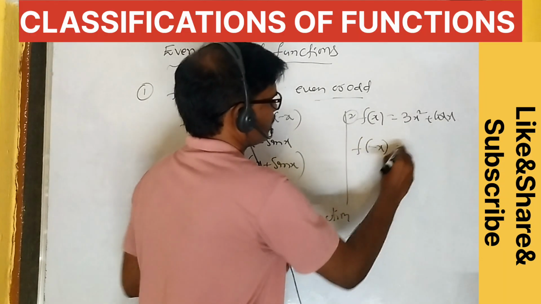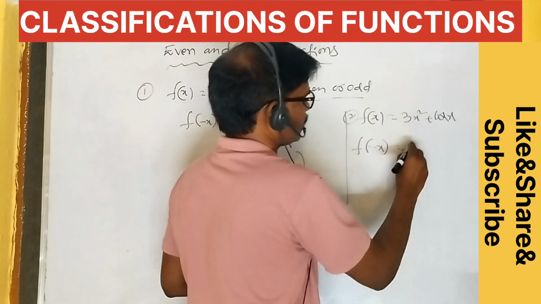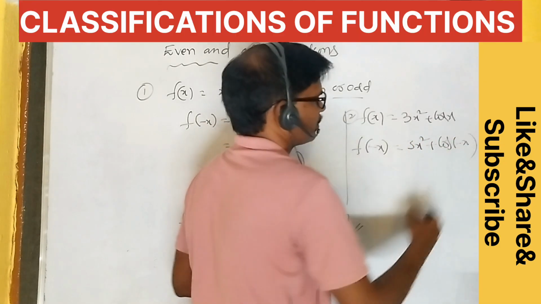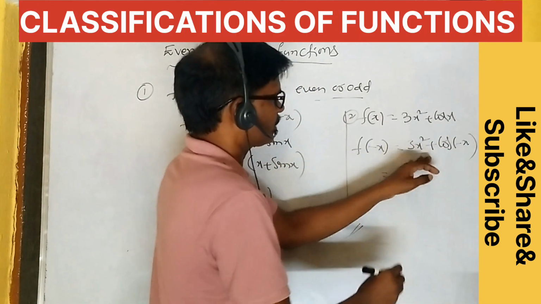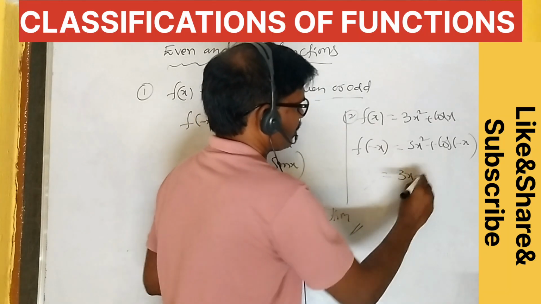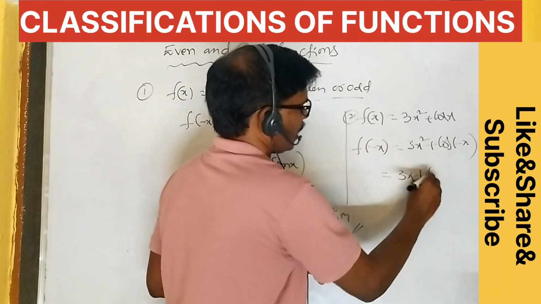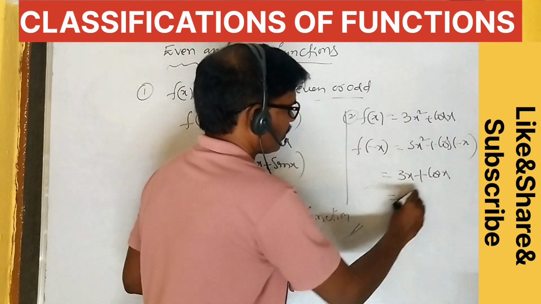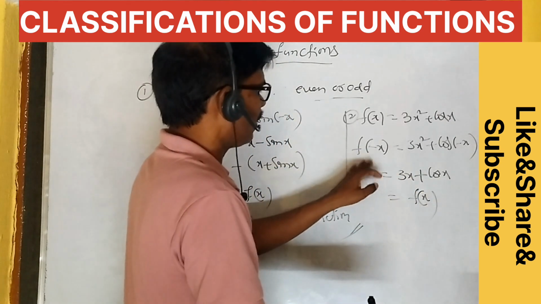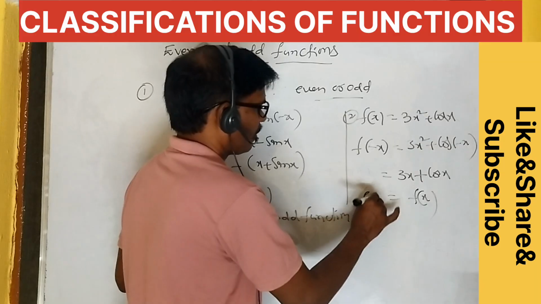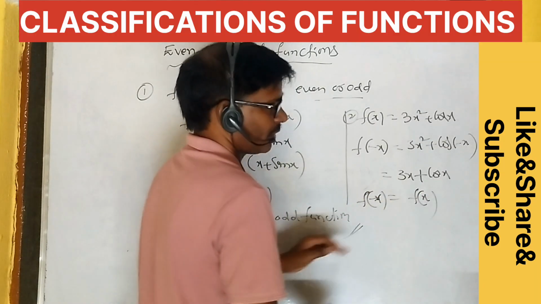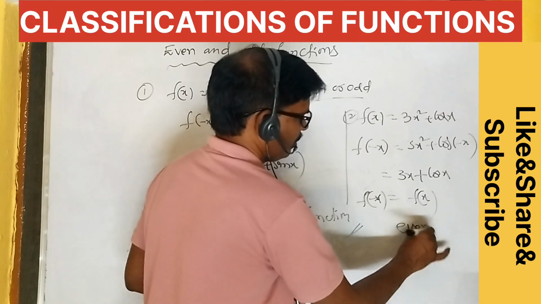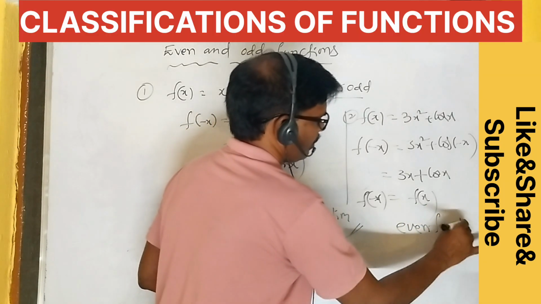f of minus x equals 3 times minus x whole square, which is 3x square only, plus cos of minus x. 3x square equals 3x square, and cos of minus x is equal to cos x. This is the f of x. So f of minus x is equal to f of x. This is the even function. Okay, this is the even function.